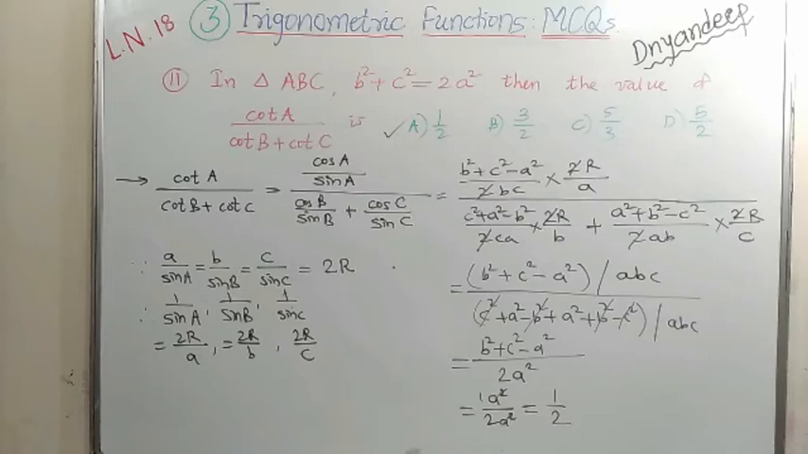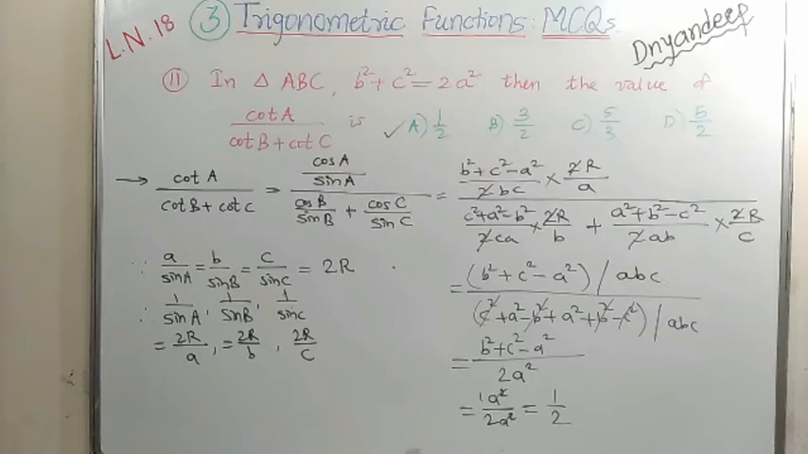So using these values of 1 upon sin A, 1 upon sin B and 1 upon sin C in the given expression, and also using the cosine rule, we get the numerator as (b² + c² − a²) upon 2bc into 2R upon a, whole divided by (c² + a² − b²) upon 2ca into 2R upon b, plus (a² + b² − c²) upon 2ab into 2R upon c.